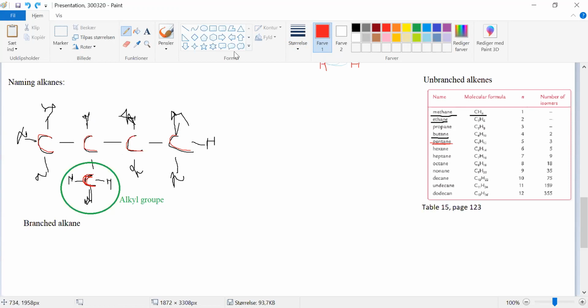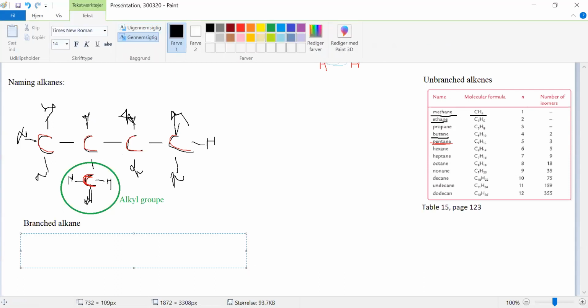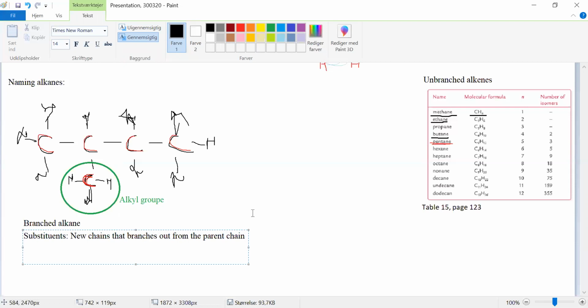And the alkyl groups, or the branches, are also called substituents. I just wrote that substituents are new chains that branch out from the parent chain. And the parent chain will always be the longest chain possible.